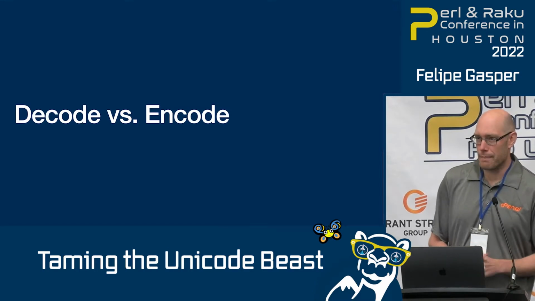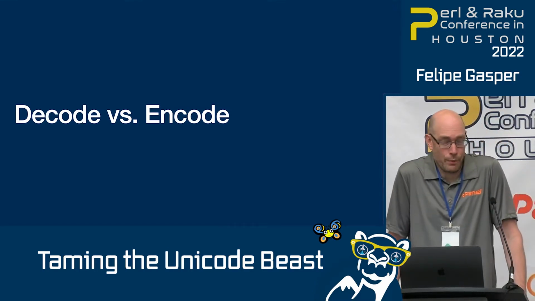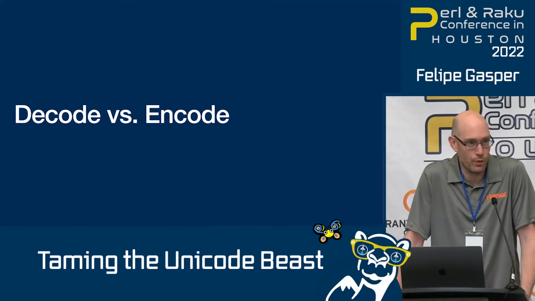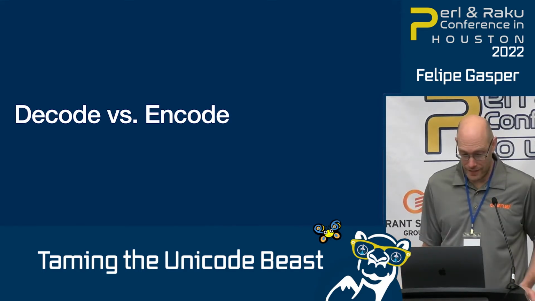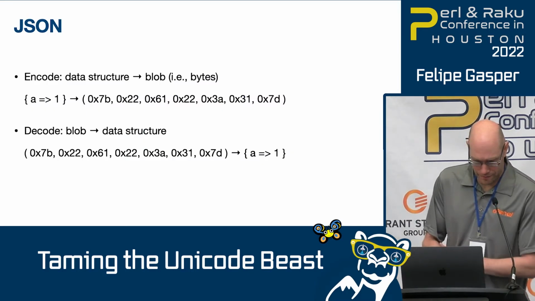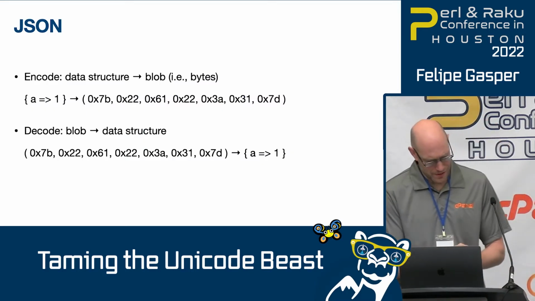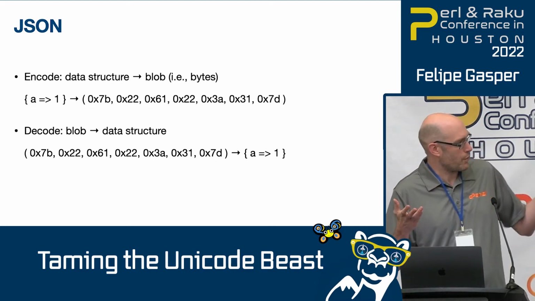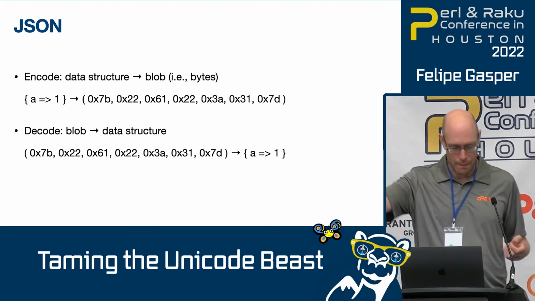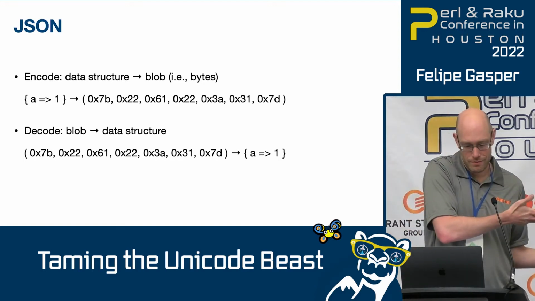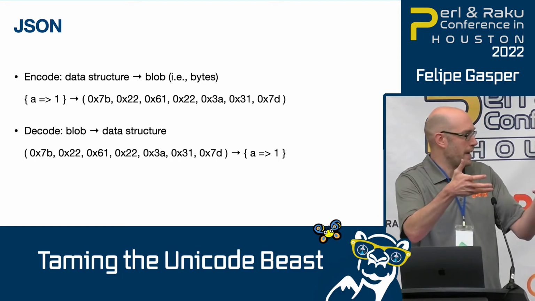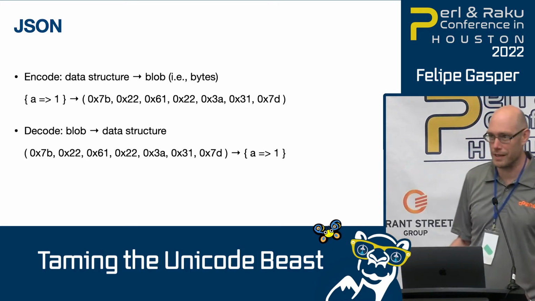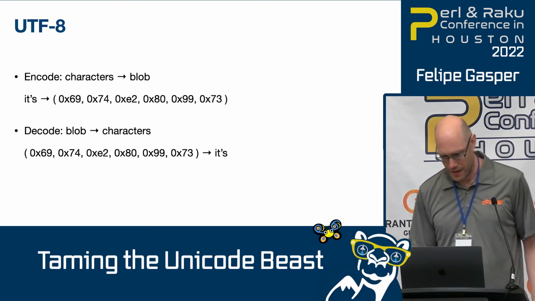Another one that's actually a topic of confusion right now on the Perl 5 Porters mailing list is the terms decode and encode. To illustrate the difference, if you have JSON, when you encode a data structure, you start off with a data structure and you end up with bytes. When you decode, you take a blob of bytes and you end up with a data structure. We all know this. JSON is probably common parlance to all of us.